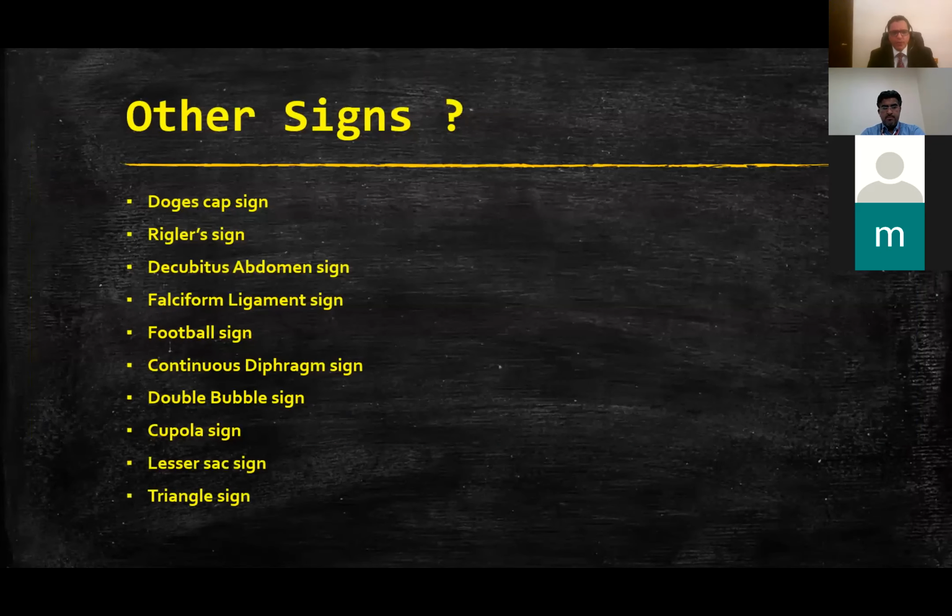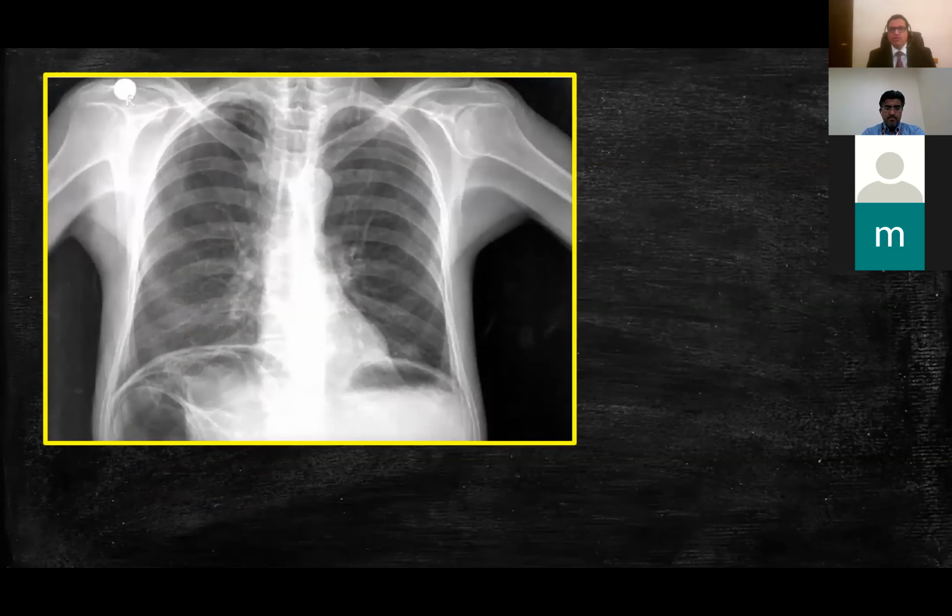Okay. Other signs that you can see right now: football sign, double bubble sign, cupola sign, lesser sac sign, triangle sign. All of these are accumulation of small air in the abdomen. It will be picked up really by a good radiologist, and no need to go into the details. We have more than 20 signs of pneumoperitoneum. Just leave it for our colleagues in radiology.